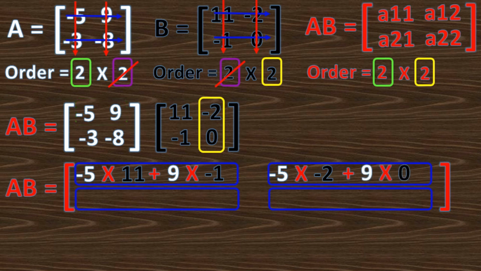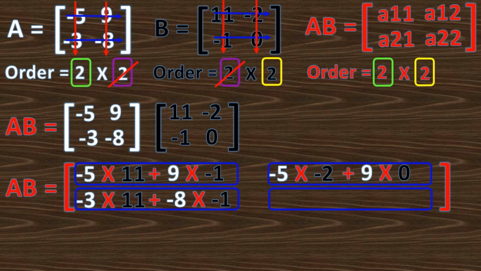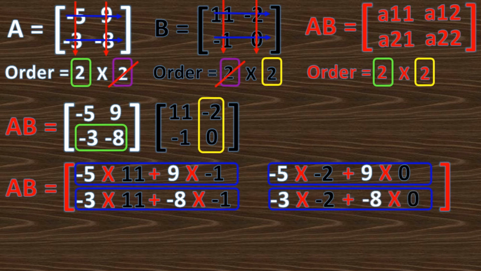Now the third element will be of style A21, means second row, first column. So multiply first by first, minus 3 multiply by 11 plus minus 8 multiply by minus 1. Correct? Fourth element will be of style A22, means second row, second column. Students, multiply first by first, minus 3 multiply by minus 2 plus second number by second number, minus 8 multiply by 0.